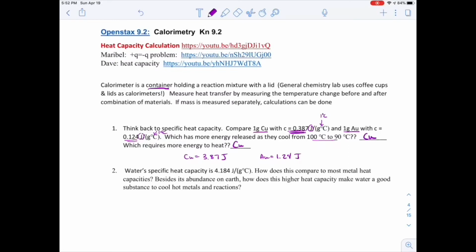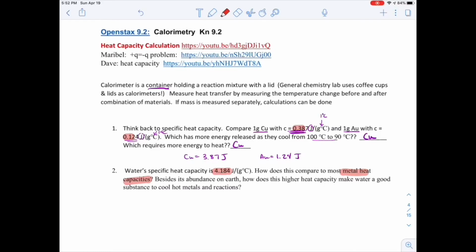This next problem looks at water's specific heat capacity being 4.184. How does that compare to most metal heat capacities? Look in the problem above. Do you see how in the earlier problem they were in the decimal point range, whereas water's in the ones position? You'll notice that this happens for most metals. We have a table you can reference in your textbook. You'll notice that most metals have a heat capacity below 1. This makes them great conductors of heat. In most cases, they are at least a factor of 10 smaller than water.